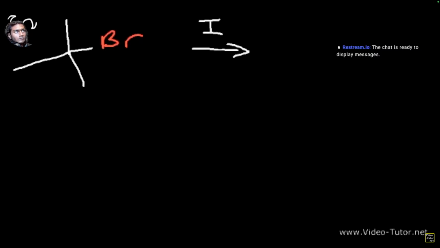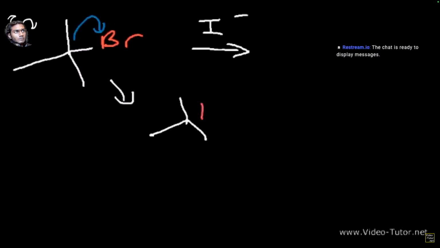Now let's talk about the mechanism of an SN1 reaction. So let's say we have tert-butyl bromide, and we're going to react it with a negatively charged nucleophile. Let's use iodide again. So the first thing that happens is the leaving group leaves. You have the formation of a carbocation.